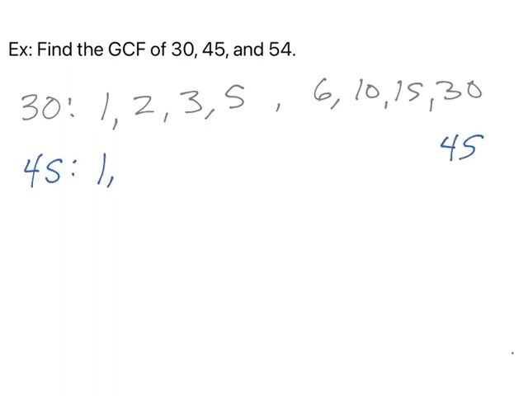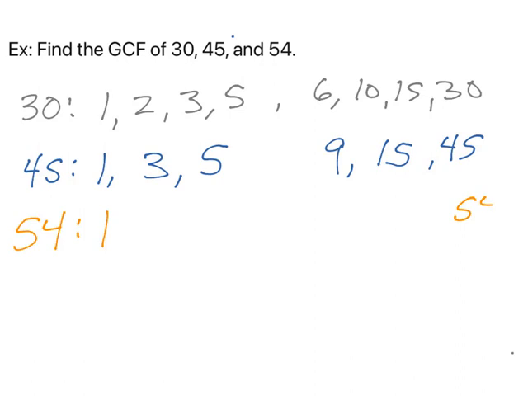Let's do 45. 1 and 45. 45 is not even, so 2 does not go in, but 3 does, because 45 divided by 3 is 15. 4 does not go in. 5 does. 5 times 9. And 6, 7, 8. Nope, that's it. All right, so then we go to, what's next? 54. Okay, I've got 1 and 54. It's even, so 2 and 27. It is divisible by 3, so we've got 3 and 18. 4 does not go in, 5 does not go in, but 6 does. 6 times 9, 7 and 8. Nope.